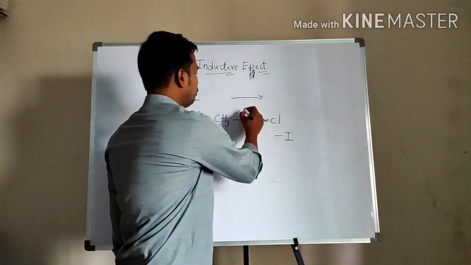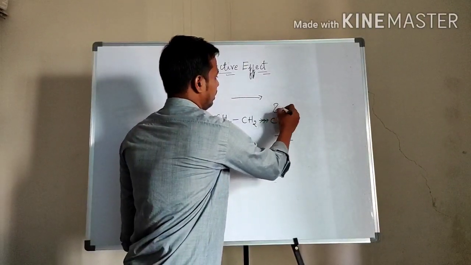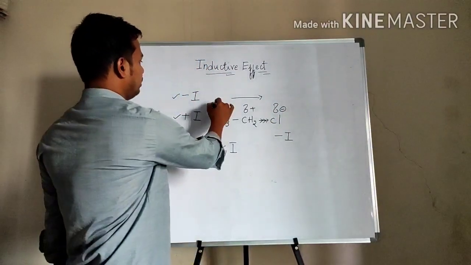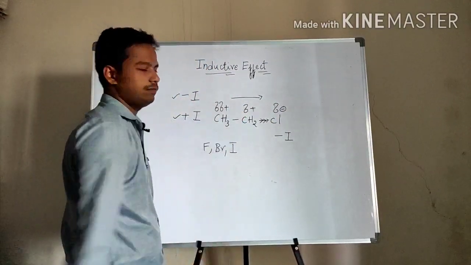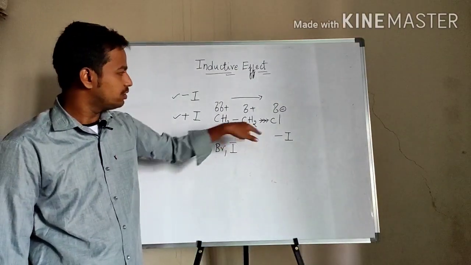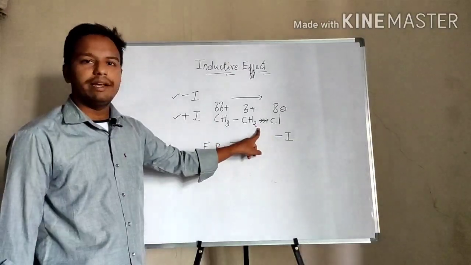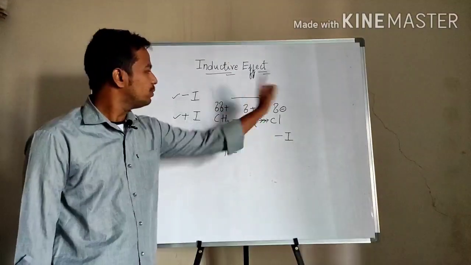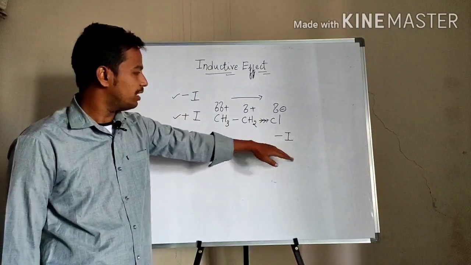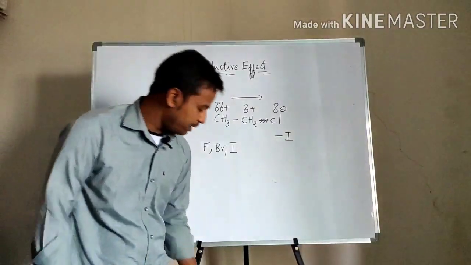Here you know the charges: this is delta minus and this is delta plus. You know this very well, we have discussed it. So electrons are migrating from the shared pair towards the chlorine atom. This effect we call the minus I effect. Let's go for the plus I effect.